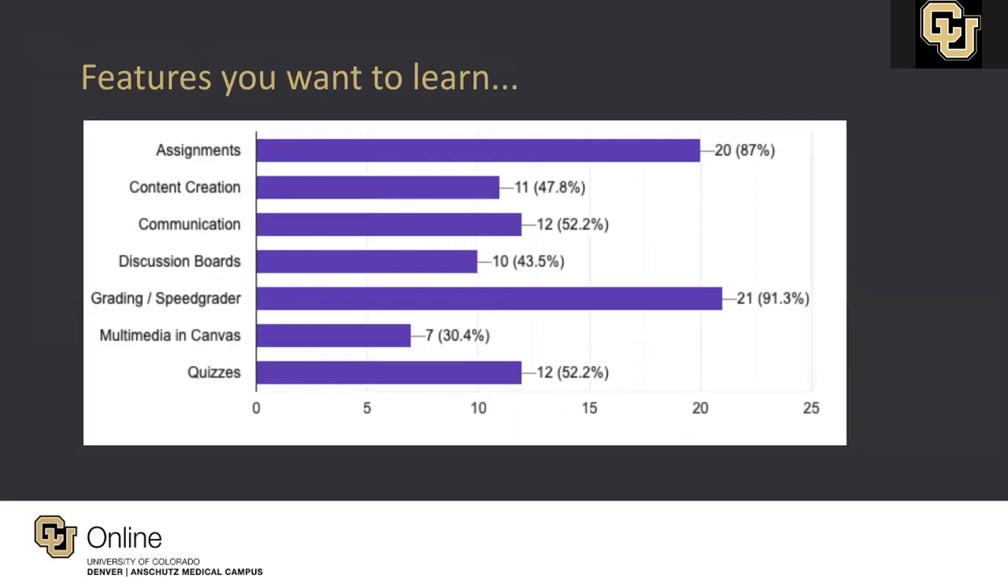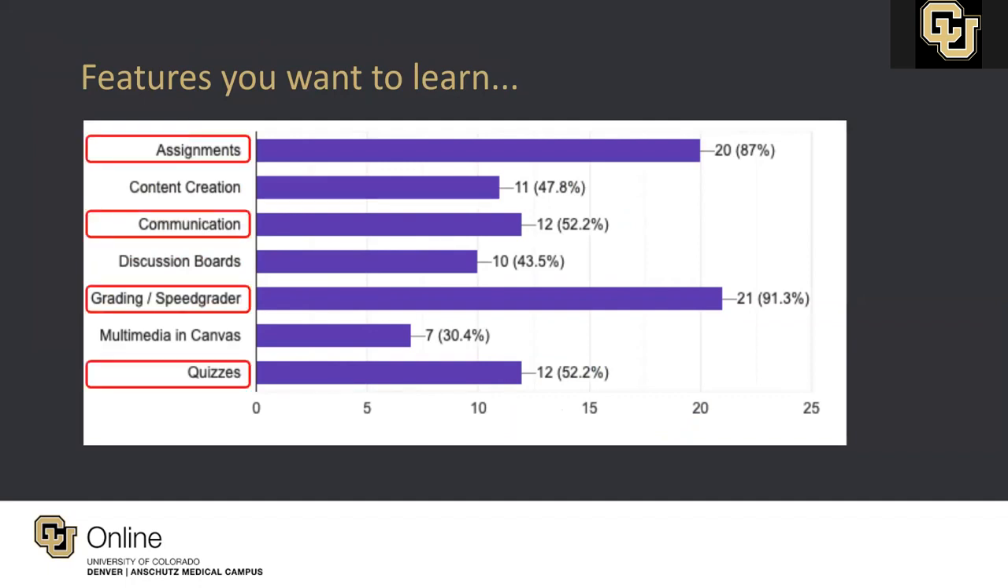We also asked you about the different features that you are going to be using in Canvas in the course that you are TAing for or that you're teaching. The primary ones we found out from you were that you'll be needing work on grading using SpeedGrader, assignments, communication, and also quizzes. We are definitely going to cover all those. Those are going to be our priorities based on your feedback and from running this camp previously, and the primary areas that TAs tend to help out with.